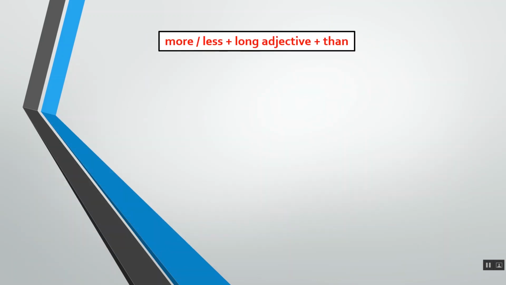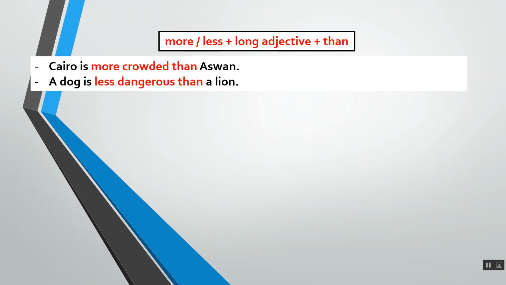With long adjectives, we use this rule: more or less plus long adjective plus than. For example, Cairo is more crowded than Aswan. A dog is less dangerous than a lion.